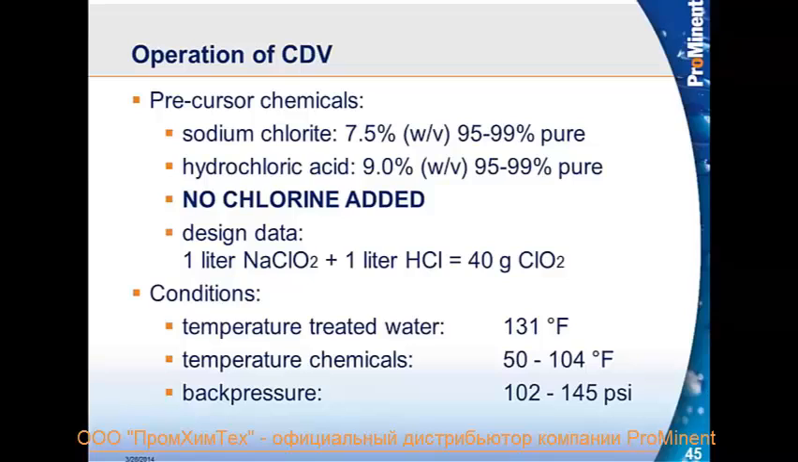We take a look at what this unit would actually generate. If you take 1 liter of sodium chlorite and mix it with 1 liter of HCl, you will get 40 grams of chlorine dioxide. And there are a few conditions for you to look at, like temperature and pressure.